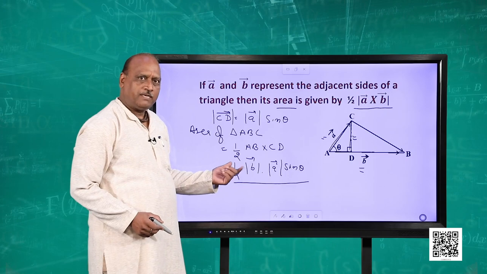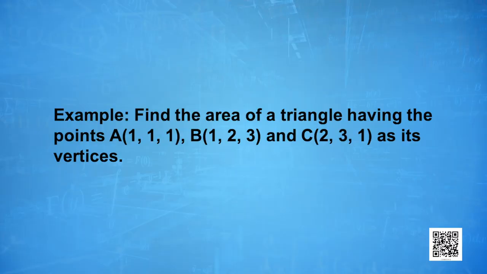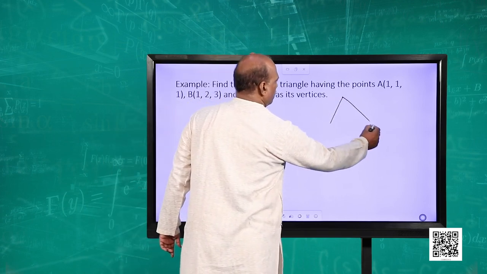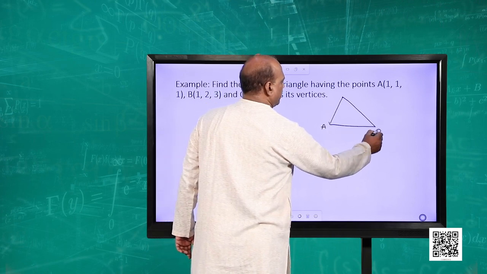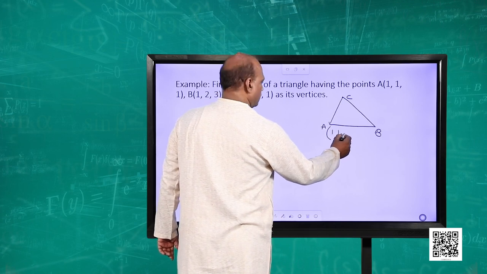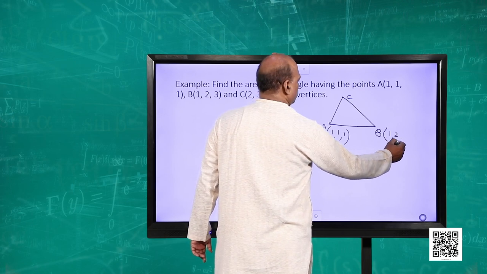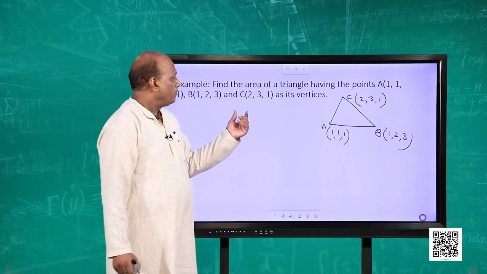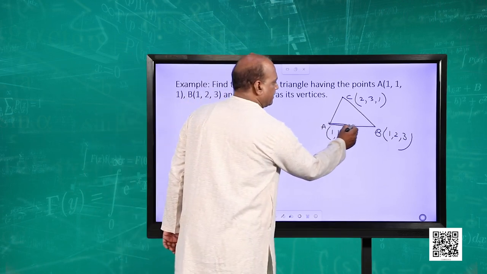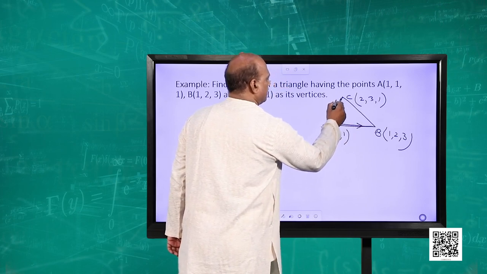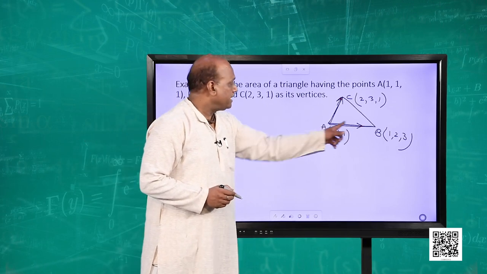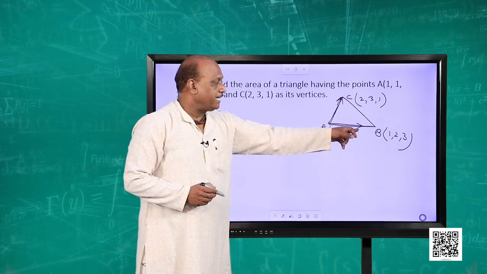Let's know about it with one example. Find the area of a triangle having the points A, B and C as its vertices. Here A, B, C are in scalar quantity. So, first of all, we draw one triangle ABC. A is (1, 1, 1), B is (1, 2, 3), and C is (2, 3, 1). After that, we have vector AB and vector AC, two adjacent vectors, either AB and AC or BA and BC or CA and CB.